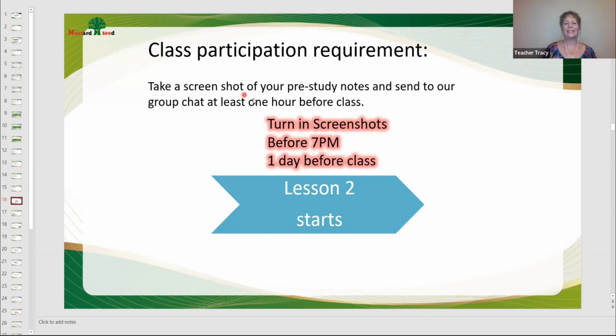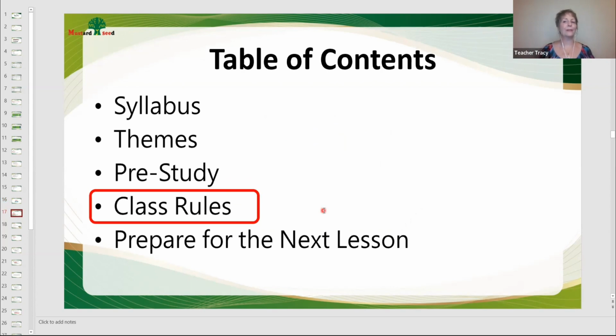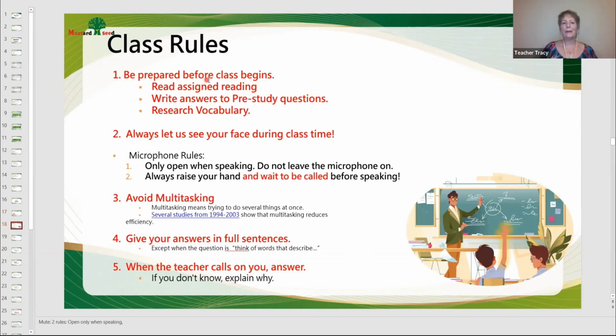You will take a screenshot of your pre-study notes and answers and send them to our group chat at least 1 hour before class. All right, so here's our most important thing we're going to be talking about: class rules. Be prepared before class begins. We spoke about that, all right? Right before. Read your assigned reading before class begins. Write your answers to your pre-study questions and do your research vocabulary if there is research vocabulary.